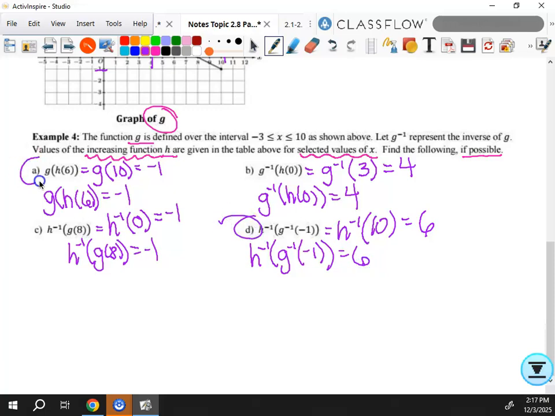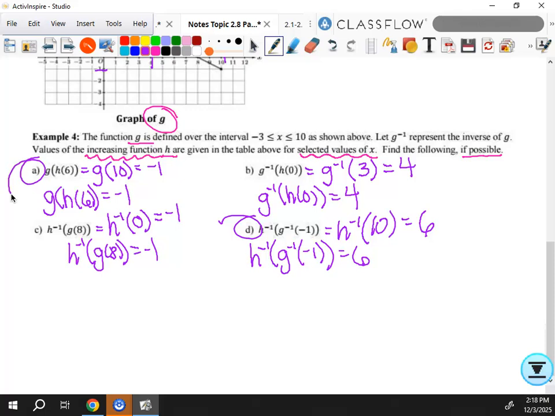Look at D compared to A. We just did the exact opposite of it. We substituted in 6, got 10, then got -1. Then we did the inverse of -1, got 10, the inverse of that, and got 6 back. Just the complete opposite of that one.